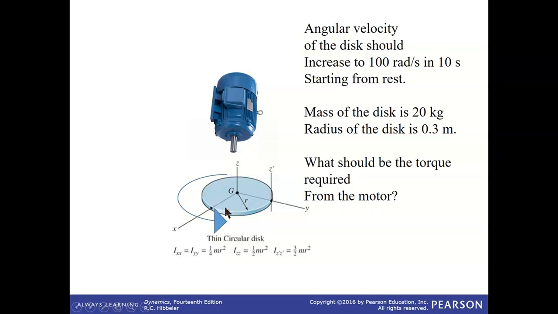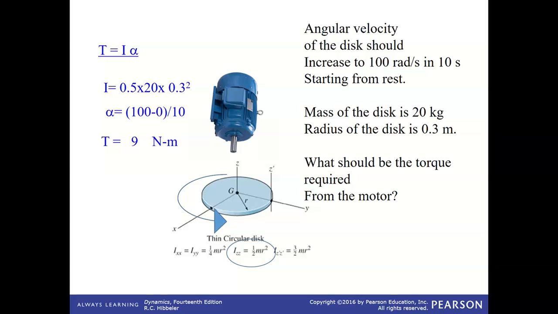Let's say we need to rotate this disk using an electric motor, and our job is to select the right size of electric motor so that when we attach the disk to the motor and give electrical energy to the motor, the disk will have an angular velocity of 100 radians per second in 10 seconds. How do we make this calculation? This is a very practical application, and let's see how we do it.